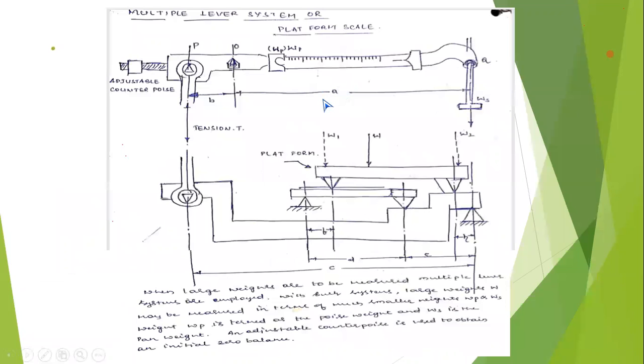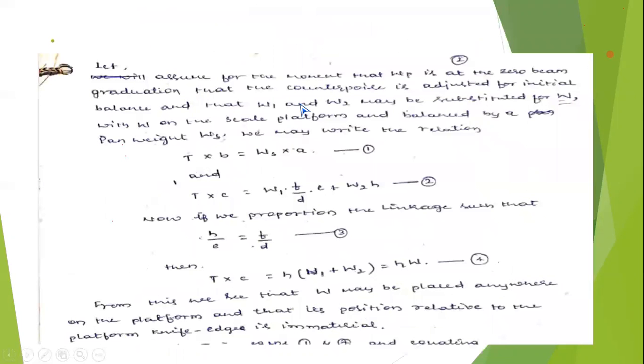You may have a doubt why it is called a multiple lever system. Remember, the platform scale contains a number of levers. All of you observe here: there is one lever, another lever is present, and on the other side of the platform scale, which you will not see, a few more levers are present. For that reason, because it contains more levers, it is called a multiple lever system.